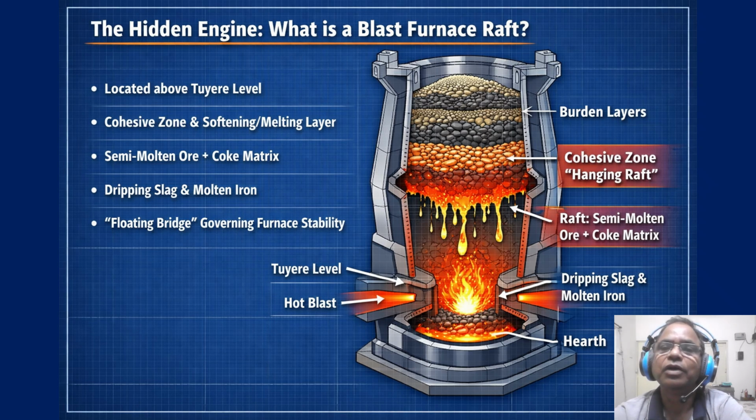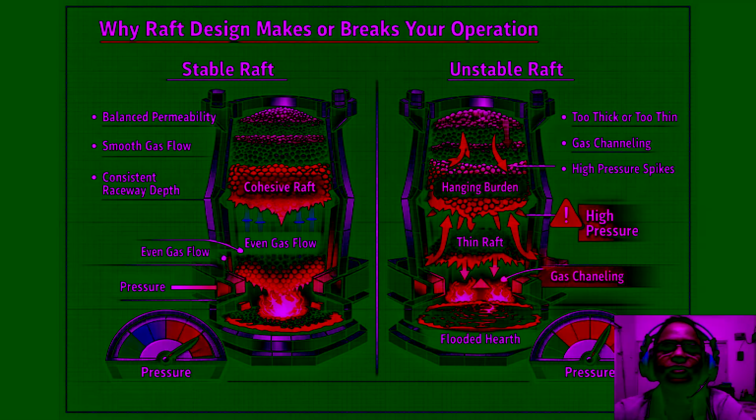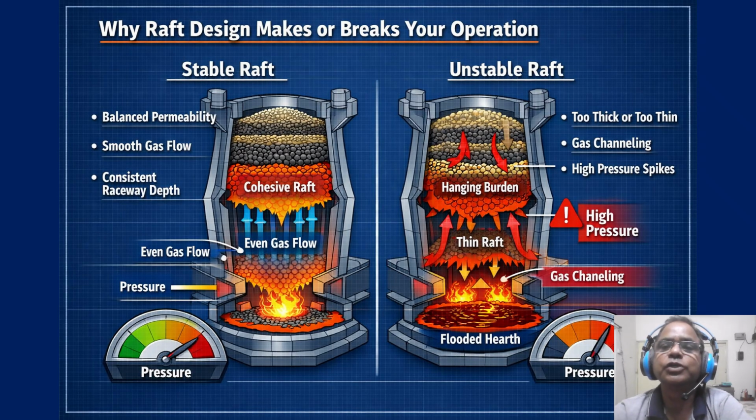So in this session, we are going to pull back the curtain. You will learn how to see the raft with your instruments, how to design it, and how to keep it stable. So the question arises: why does raft design make or break our operation? It is so important. Look at the left side, stable raft. Gas flows evenly through the coke window. You get perfect heat transfer and the burden descends like an escalator, not like a parachute.